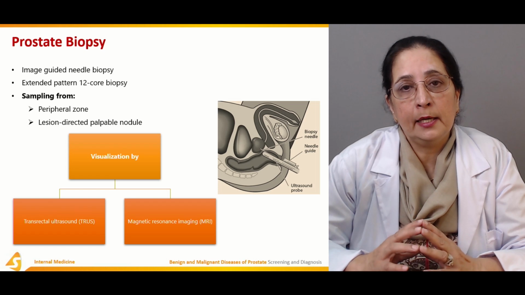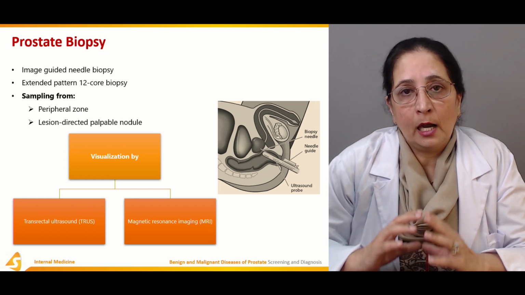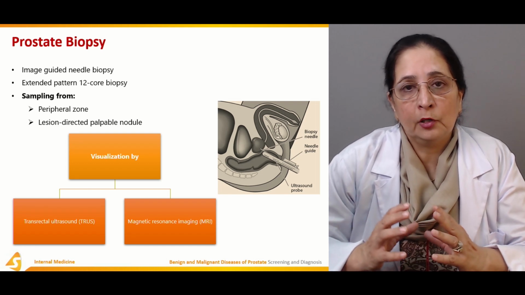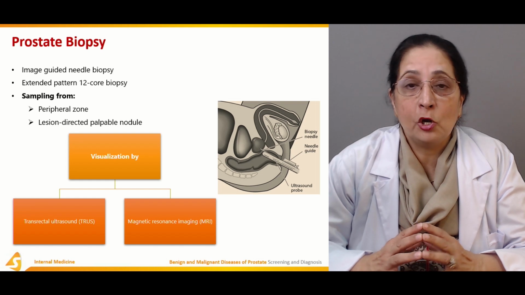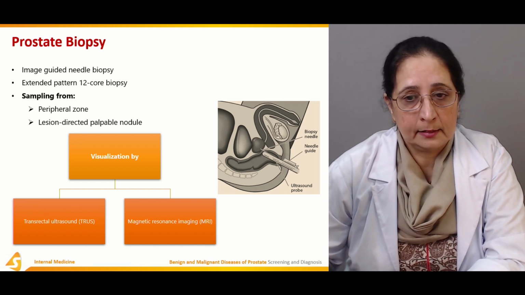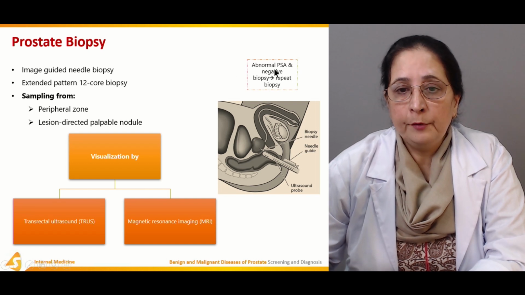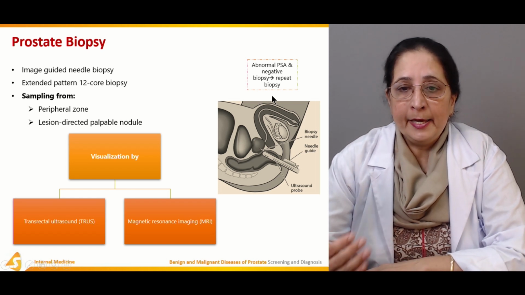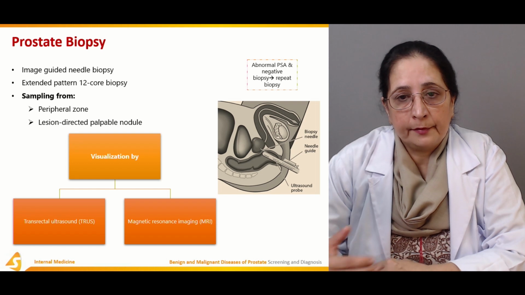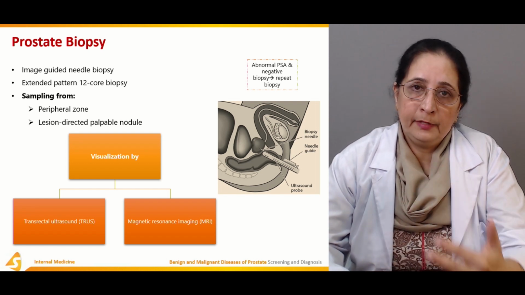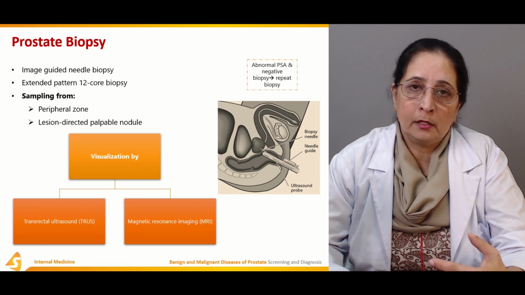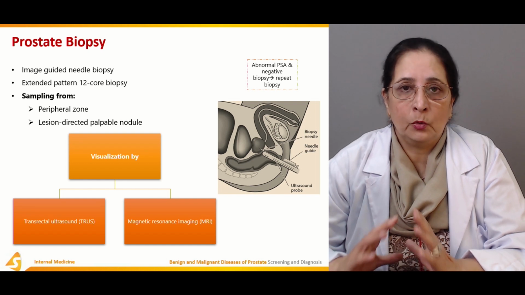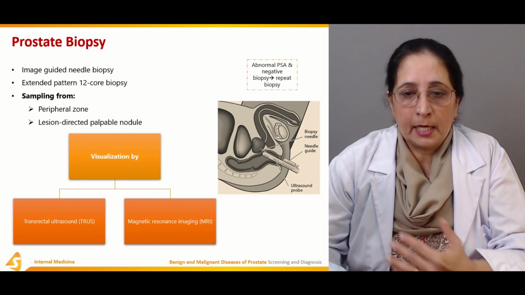The important thing is that even with a high prostate specific antigen, the histological findings on biopsy may not be indicative of any cancerous development. With abnormal prostate specific antigen and negative biopsy, repeat the biopsy after some time. So even if the prostate-specific antigen is abnormal, a negative biopsy is a possibility, so repeat the biopsy after some time.